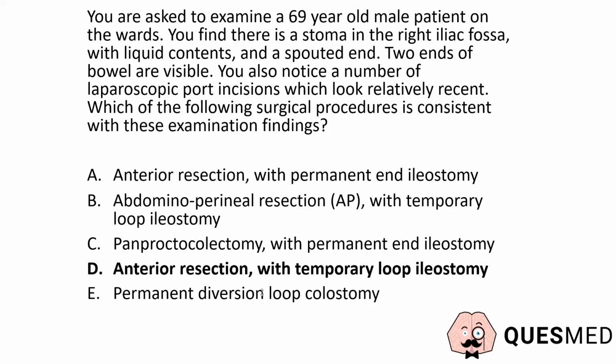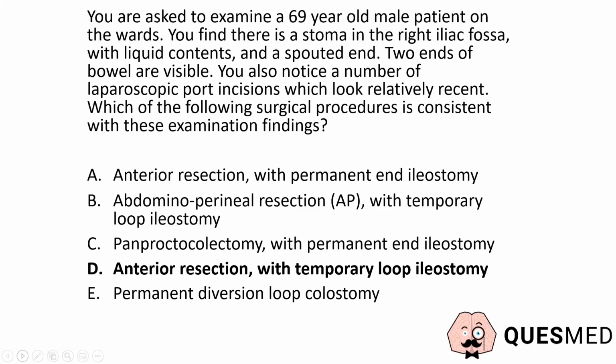Anterior resection is the preferred surgical management for rectal tumours that are more than 8 centimetres from the anal margin. An anterior resection involves removal of the diseased segment with formation of a primary anastomosis between the proximal colon and distal rectum. You can often use a temporary loop ileostomy in these patients to allow the distal anastomosis to heal. So that's why that's the correct answer.